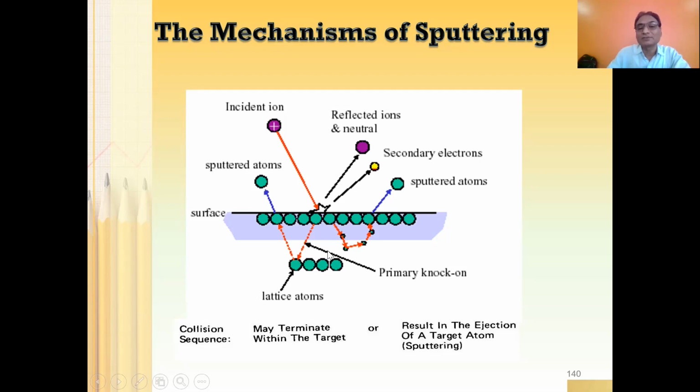And the last possibility is that they have a series of collisions with the target atoms. As a result, one or two atoms are sputtered. You can say dislodging. Okay, nikalna, right? This is what you call sputtered atoms. These sputtered atoms are collected on the substrate, and as a result we can have the deposition.